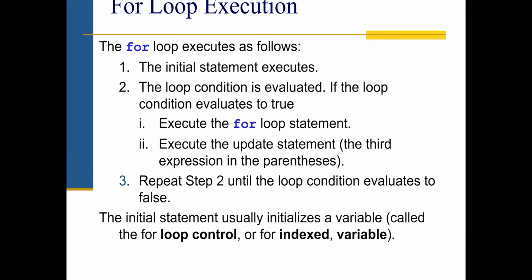So for loop execution. The for loop executes as follows: 1. The initial statement executes. 2. The loop condition is evaluated. If the loop condition evaluates to true, execute the for loop statement. Execute the update statement, which is the 3rd expression in the parenthesis, and repeat this until the loop condition evaluates to false.